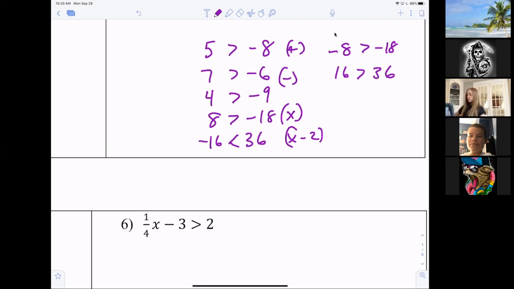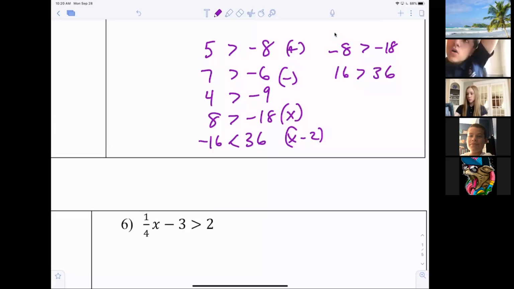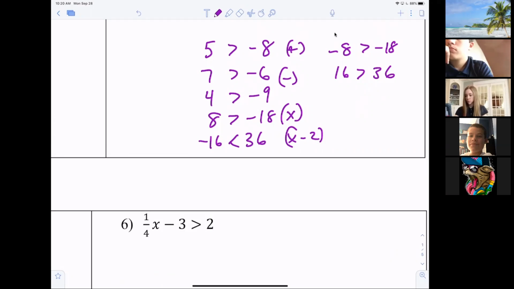So now, in your notes, here's what you have to write down. If you multiply or divide by a negative, you must change the inequality sign. That's what we're doing.